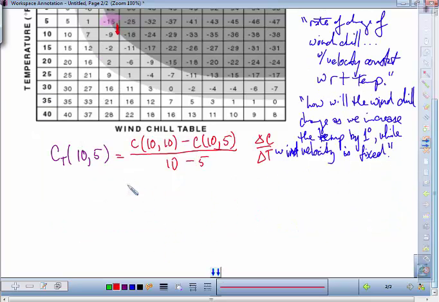So we could actually put some numbers here. 10 is negative 9 minus negative 15. Did I do that right? Is that the right order? These are the C values divided by 10 minus, what's 10 minus 5? 5. Oh, I lost it there for a second. So this is 15 minus 9 is 6 fifths.